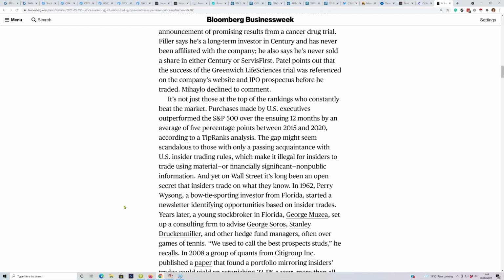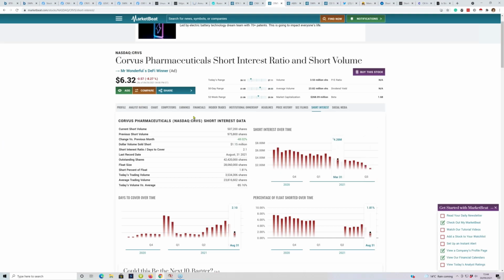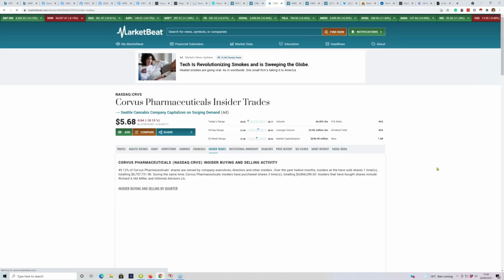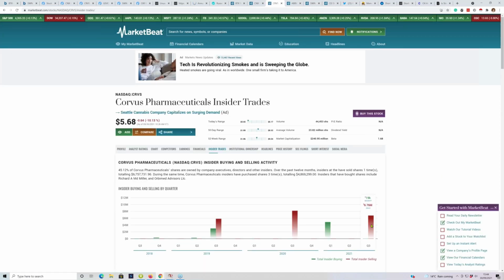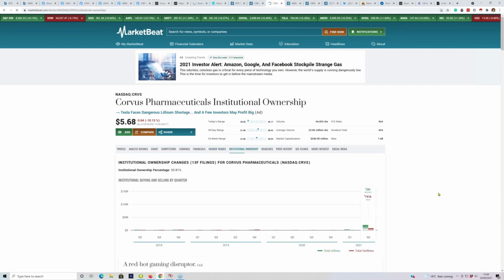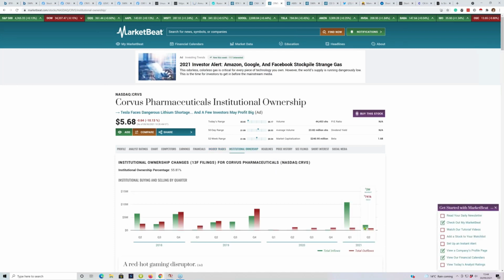But all is not lost, because on our CRVS, on Market Beat, you go to Insider Trades, and 6.7 million was sold at some point in Q3. So if you like, the chart is doing one thing, the insiders are doing something else. What does that tell you? And can I also say, there's institutional ownership here. They're happily buying. Not huge numbers, 2 million, but they're buying.